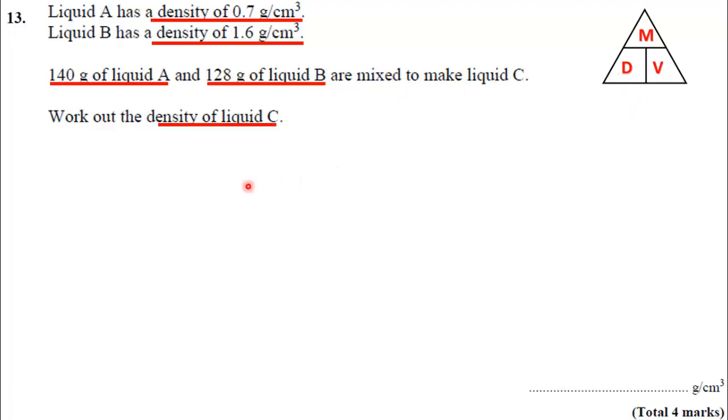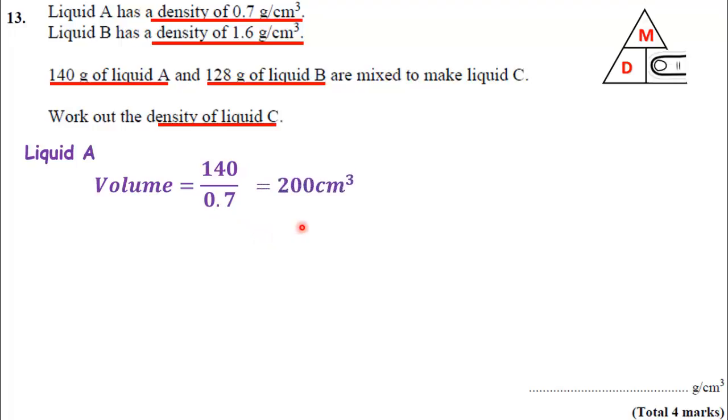So let's first of all work out the volume of 140 grams of A. If I'm working out a volume, I cover up V in my density triangle. Volume is mass divided by density. So mass over density: the mass of liquid A is 140, its density is 0.7, so 140 divided by 0.7. I could work that out on a calculator. That's bang on 200.